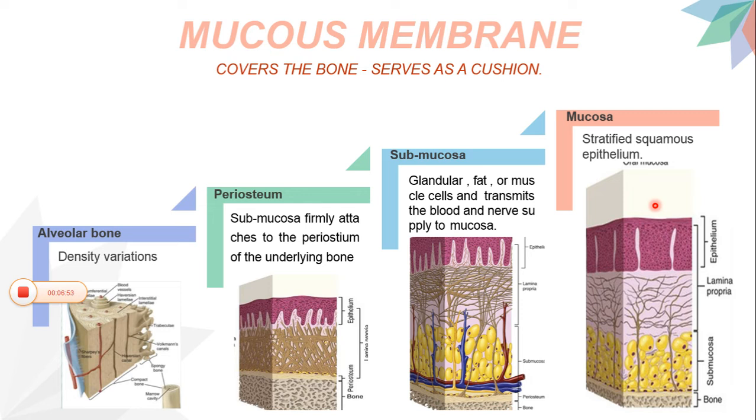Then beneath the submucosa, we have the periosteum, the most important structure, which gives vascular supply to the underlying bone from the periphery, from the outer surface. And from the inner side, the spongy bone has its own blood circulation.